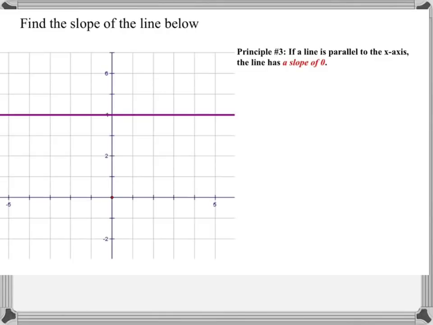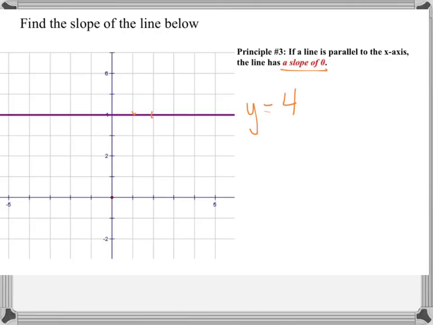Okay, principle number 3 is if a line is parallel to the x-axis. So here you should be able to write the equation of this line: 1, 2, 3, 4. So it's 4 up. This line has a constant distance of 4 units above the x-axis. So y is equal to 4 is the equation of that line. If it's parallel to the x-axis, the slope is considered 0.